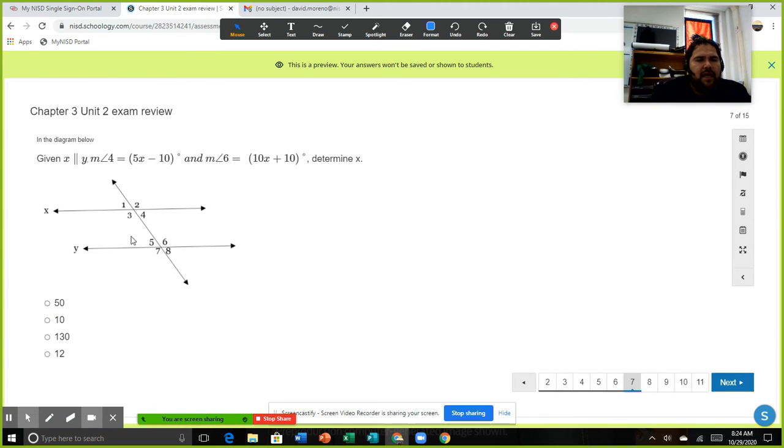Number 7, again, we're dealing with the same set of lines. x and y are parallel. The measure of angle 4 is 5x minus 10. So this angle is 5x minus 10. Okay. And the measure of angle 6 is 10x plus 10. Determine the value of x.